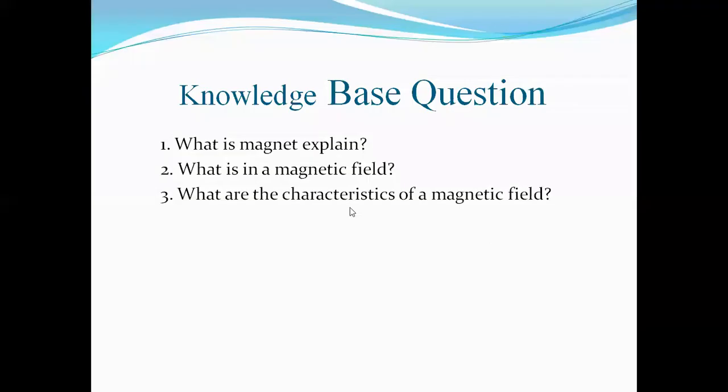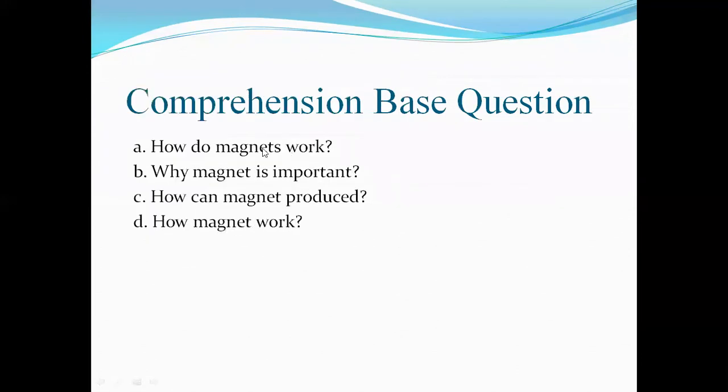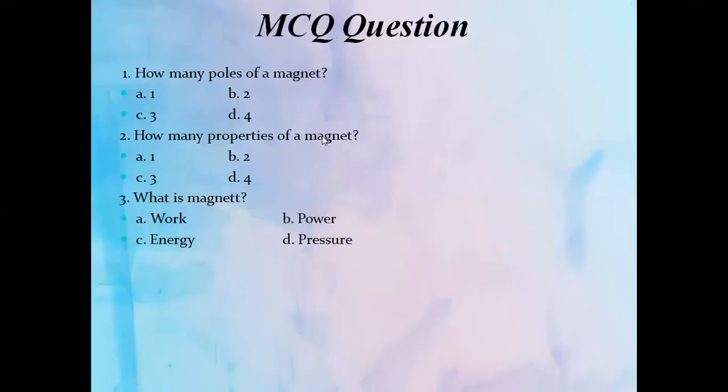Some knowledge-based questions in this regard: what is a magnet? Explain what a magnetic field is and what the characteristics of a magnetic field are. Some comprehension-based questions: how do magnets work? Why are magnets important? How can magnets be produced? Some MCQ questions: how many poles does a magnet have? From the discussion, you must be careful about how many poles and how many properties a magnet has. You must know what magnets are. It's also discussed, and we learn more about magnets.